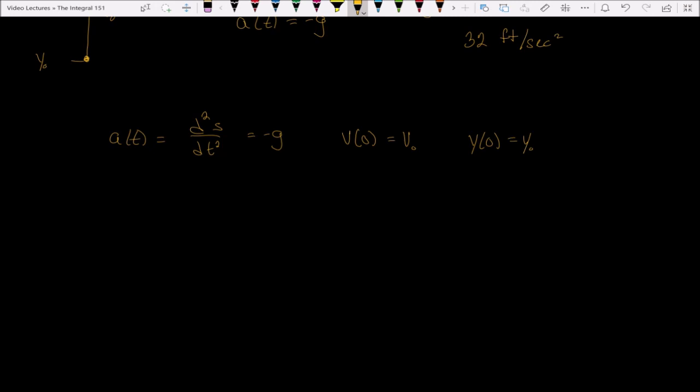The first thing we want to solve is for v. So v is going to be the antiderivative of negative g, which is negative gt plus some constant, call it c1. Now we know that v of 0 has to be v naught, but that is negative g times 0 plus c1. So c1 is equal to v naught, and so our velocity is v naught minus gt.